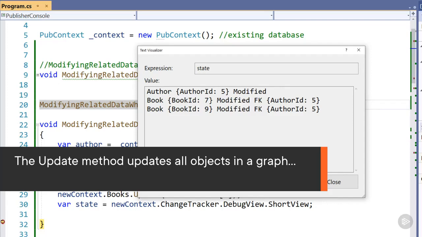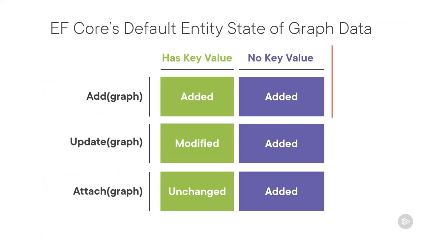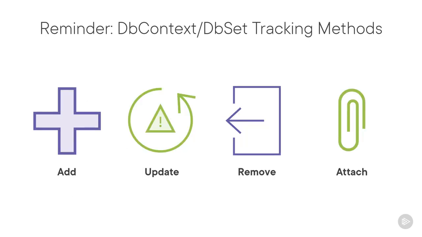The only time that Update wouldn't get applied to every single object in the graph is for any items in the graph that are new and don't yet have a key value. In fact, objects with no key value, no matter if you use the Add method, the Update method, or the Attach method, will always be marked added. That's a really good thing to be aware of. But otherwise, if you use the Update method and you pass in a graph, you're telling it to update the graph.